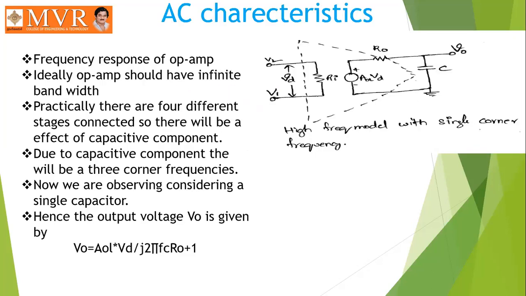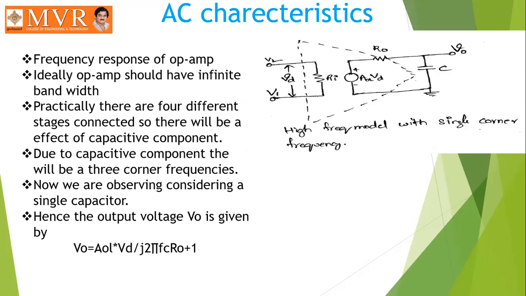So next, coming to the AC characteristics for an operational amplifier. In this, we are going to consider the frequency response of the operational amplifier. AC characteristics means we are going to apply an AC signal to the operational amplifier and see how it performs for the AC signal we have given.